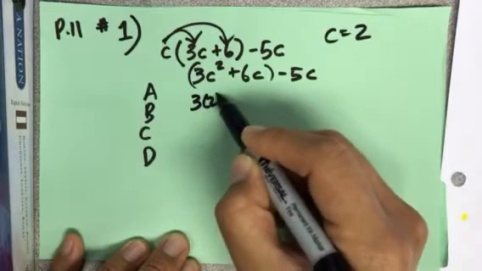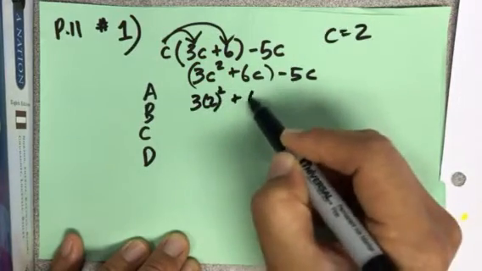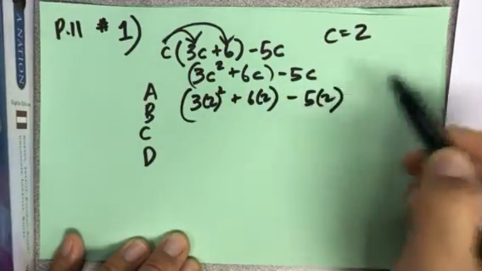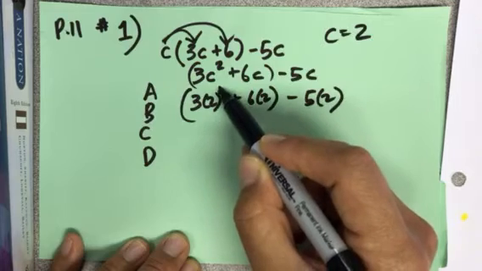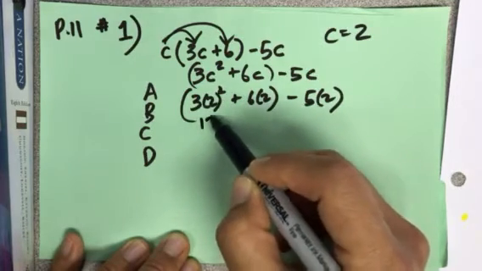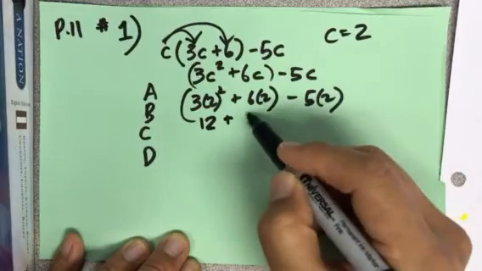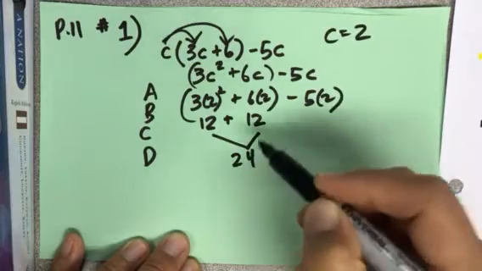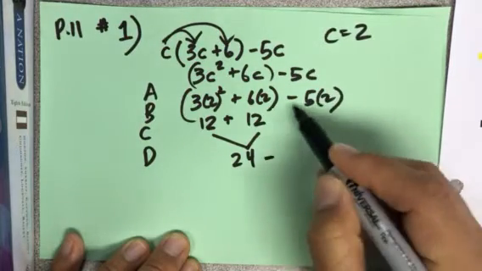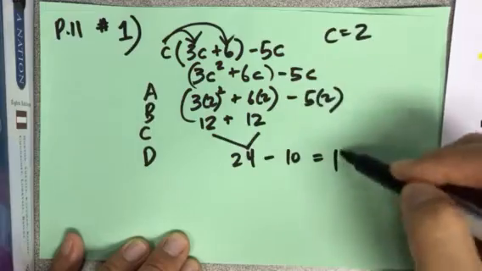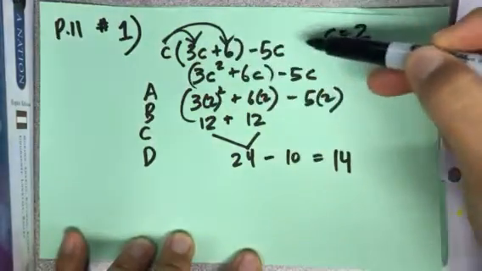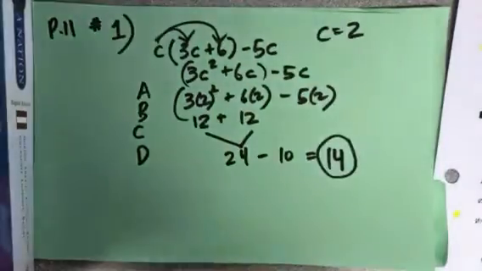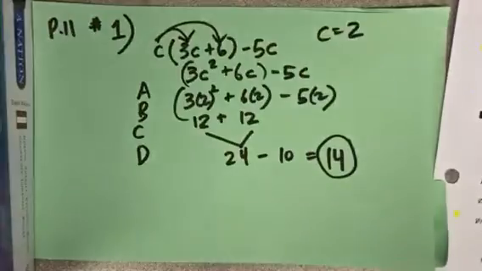So 3 times 2 squared, okay, plus 6 times 2. And that whole quantity minus 5 times 2. So we know that 2 squared is 4. 4 times 3 is 12, plus 6 times 2 is 12. Okay, 12 plus 12 is 24. Okay, that minus 10, 5 times 2 is 10, is going to equal 14. So basically, this whole thing is going to equal 14. This is my target number, everybody. Let me get my bell. I'm going to get it ready to ring for you.